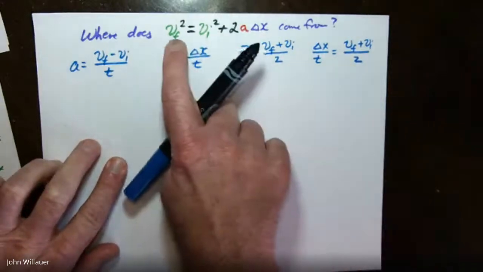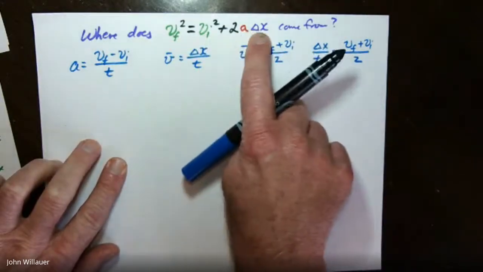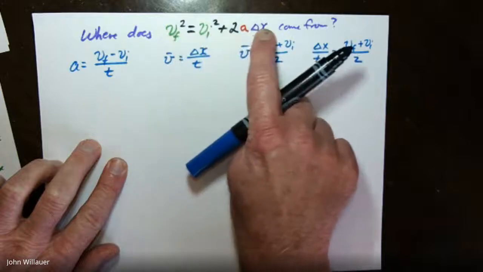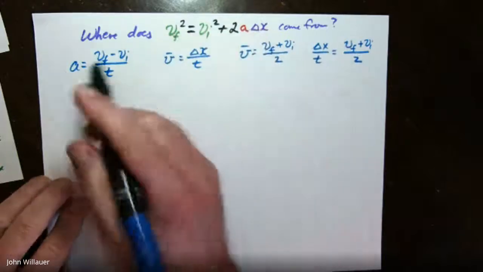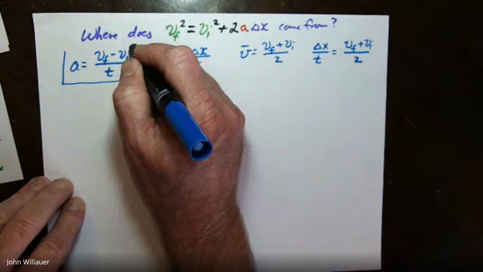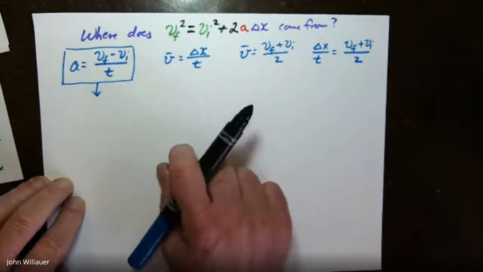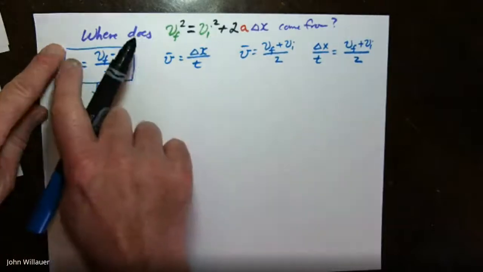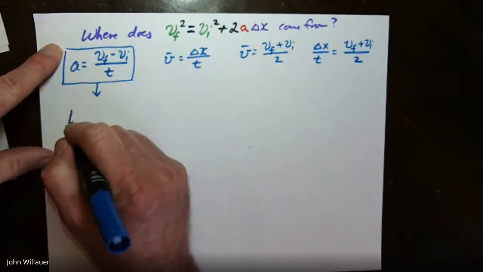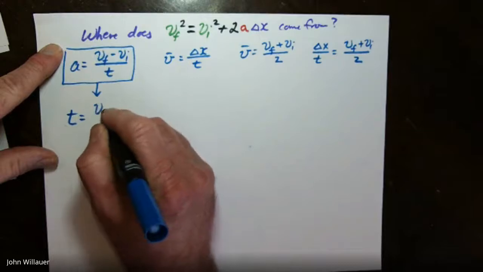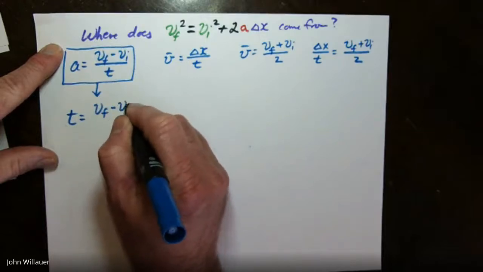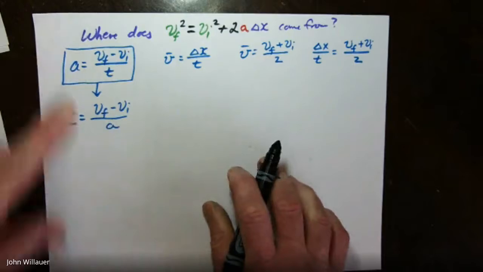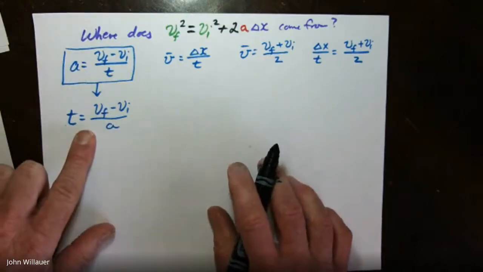So now, what is missing from this expression? Well, the obvious answer is time doesn't show up here. So I want to take this expression here and solve it for time. So this is pretty easy. Time, I'll move over to this side, but then I have to divide by acceleration. So I get time equals final velocity minus initial velocity divided by acceleration. So that's one expression that I'm going to need.